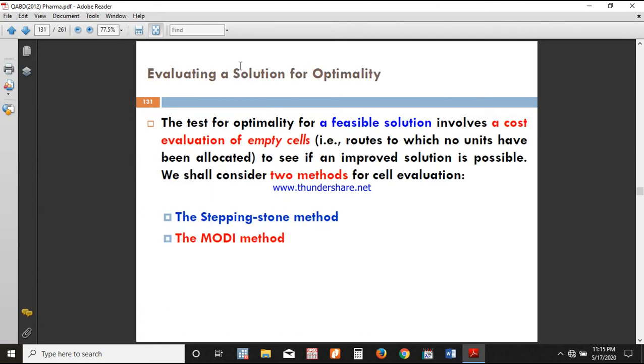Therefore, to evaluate a feasible solution for optimality involves a cost evaluation of empty cells, that is, cells to which no units have been allocated, to see if an improved solution is possible. We shall consider 2 methods for cell evaluation. The first one is the stepping stone method and the second is the MODI method.